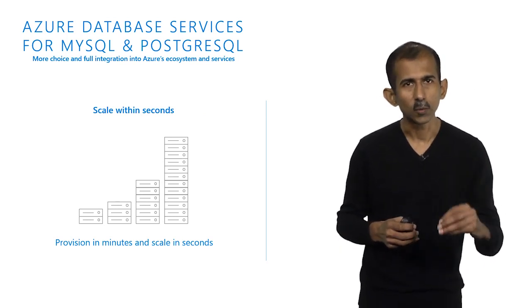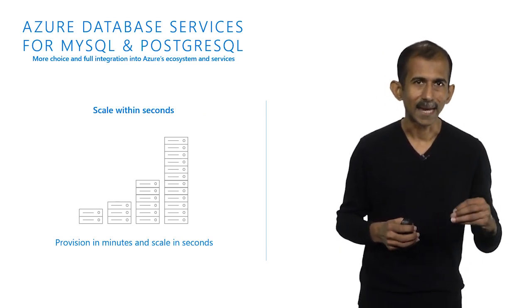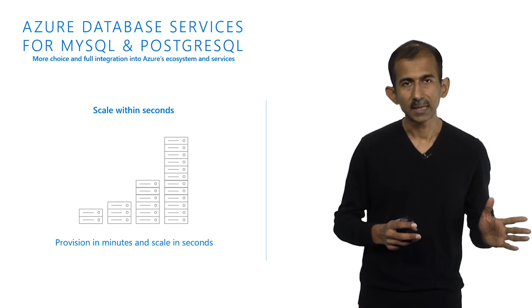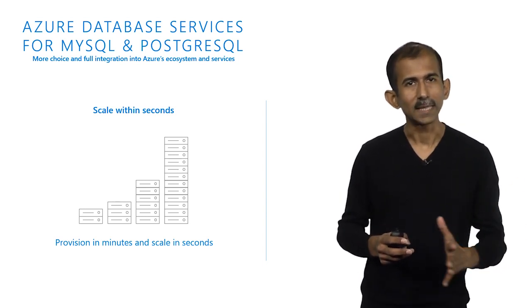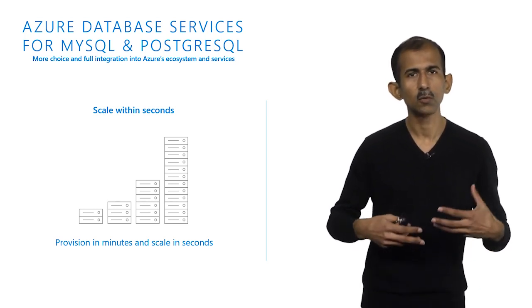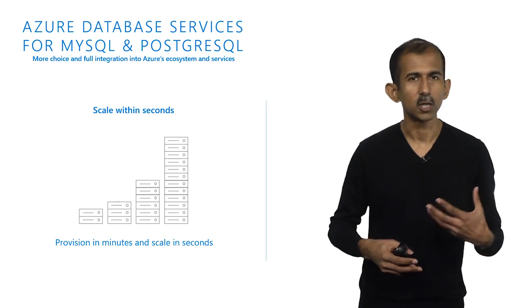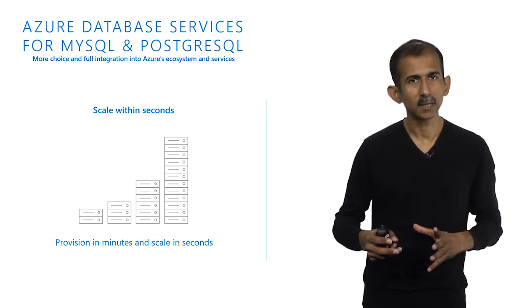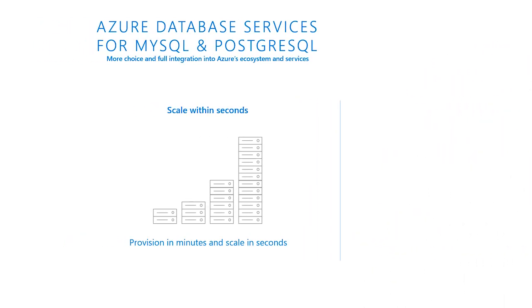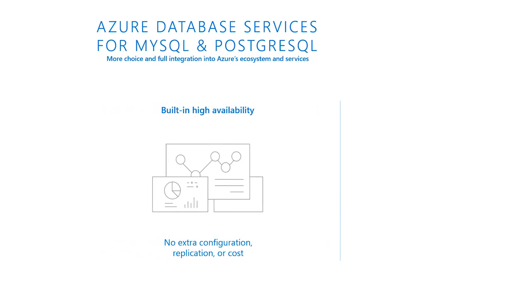Now, some of the key capabilities we have now started to bring in on top of these engines is really about scalability and high availability. So specifically on scalability, the ability to really scale to a much higher compute within seconds is there. So you don't have to wait for hours when you suddenly have a huge load of customers coming in or users logging in. You can scale the service within seconds and make sure that your customers, your users are getting the right experience. And as I said about high availability, high availability comes built in. So you don't need to do any extra configuration, replication. It's all built in, including the cost as well.